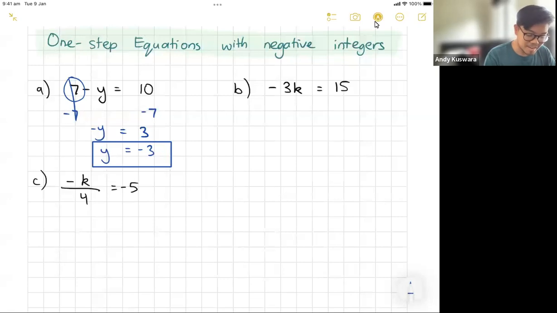Okay, now see if you can pause the video and have a go at B and C, see if you can do it. Hopefully you paused. If you didn't, we're going to continue anyway.